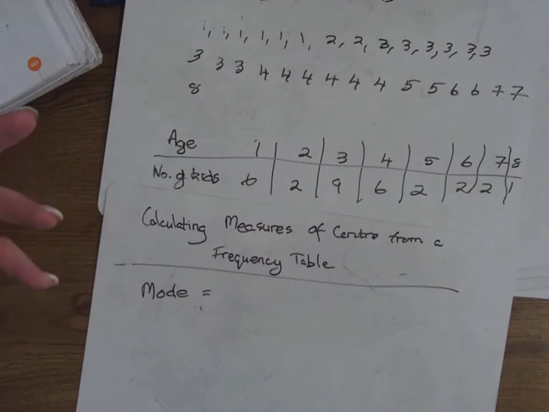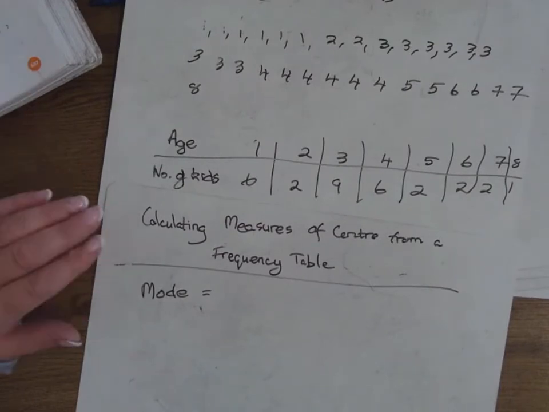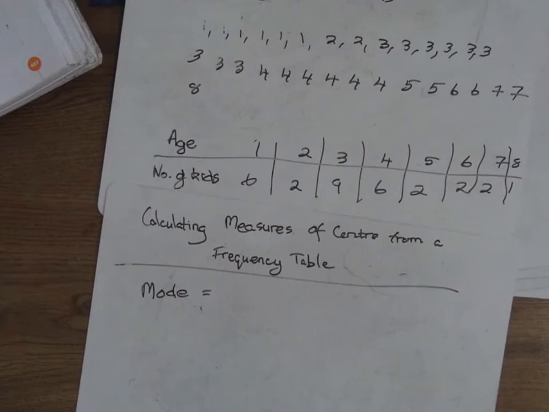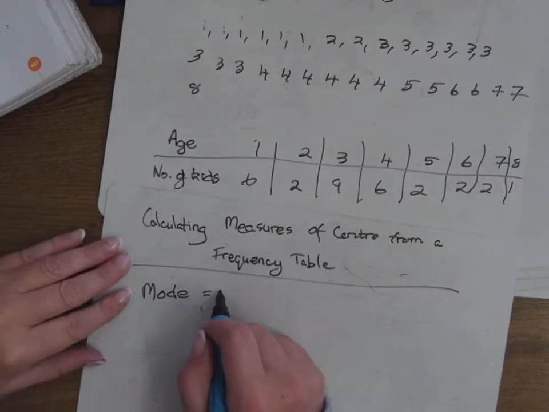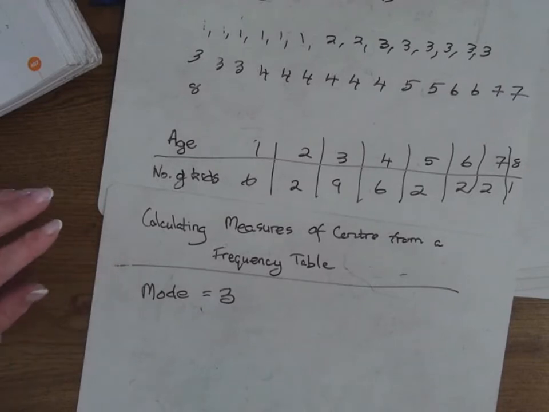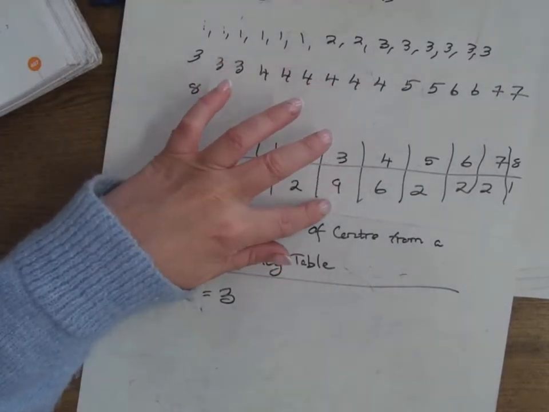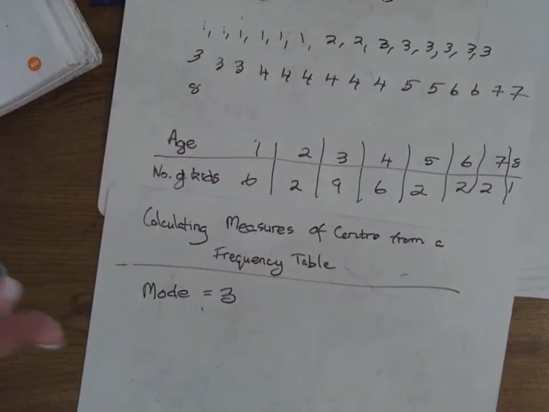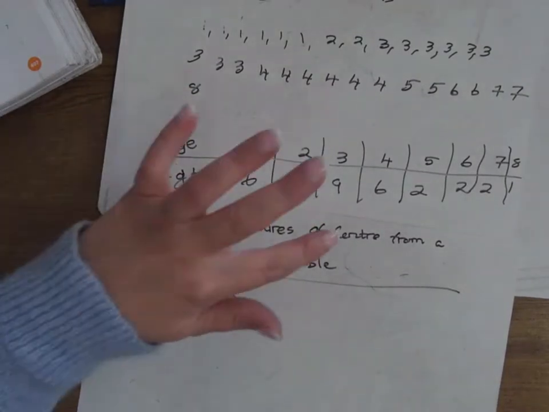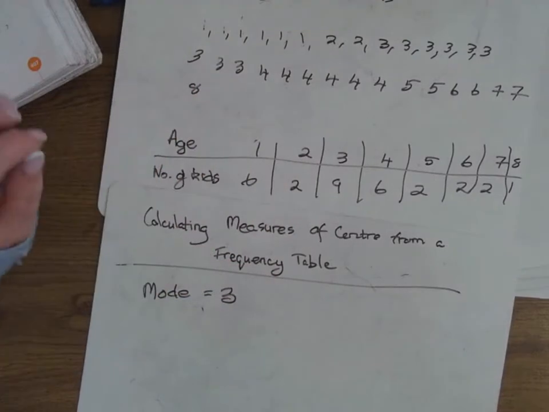Do you all see how? So which number is on the list most often? 3. So it's easy enough to see the mode, isn't it? It's got the highest frequency. Number of kids is the frequency of the kids. So number 3 was in the list 9 times.